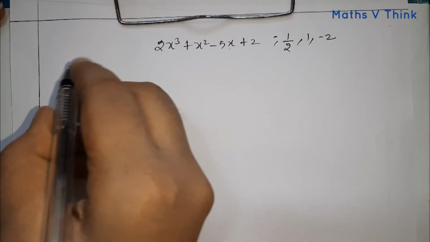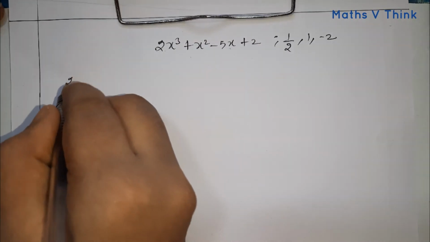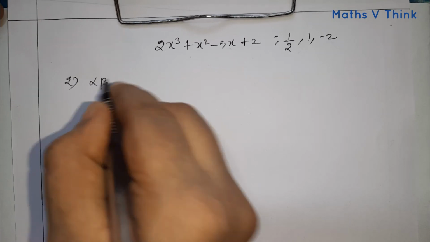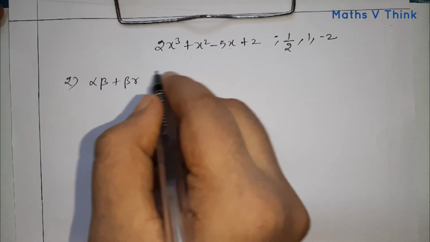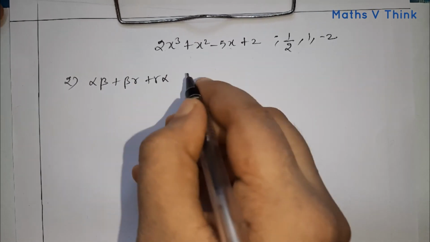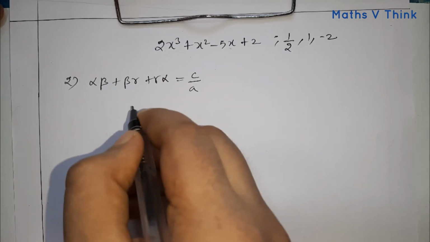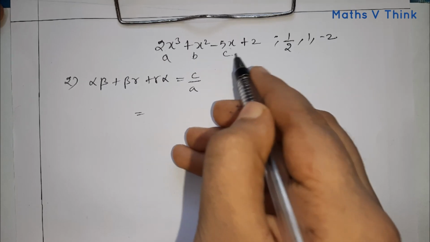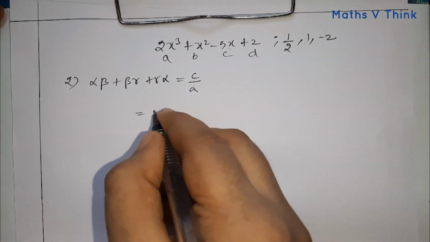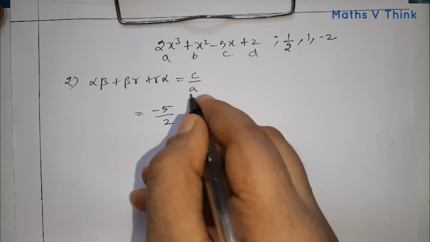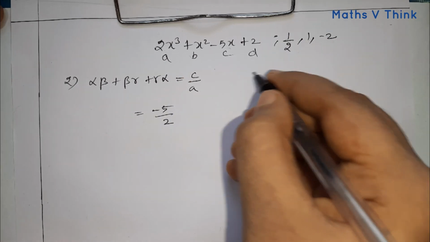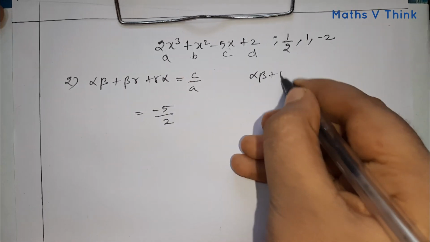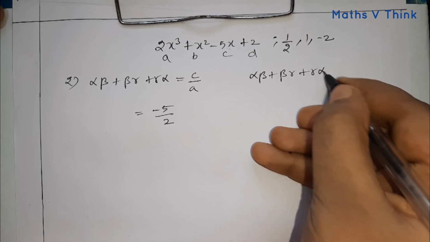Now we need to verify the second relationship. The second relationship is alpha into beta plus beta into gamma plus gamma into alpha. The formula is c by a. So here the c is what? This is a, b, c, d. c is minus 5, so minus 5 by 2, a is 2. Same way, by substituting alpha beta plus beta gamma plus gamma alpha.